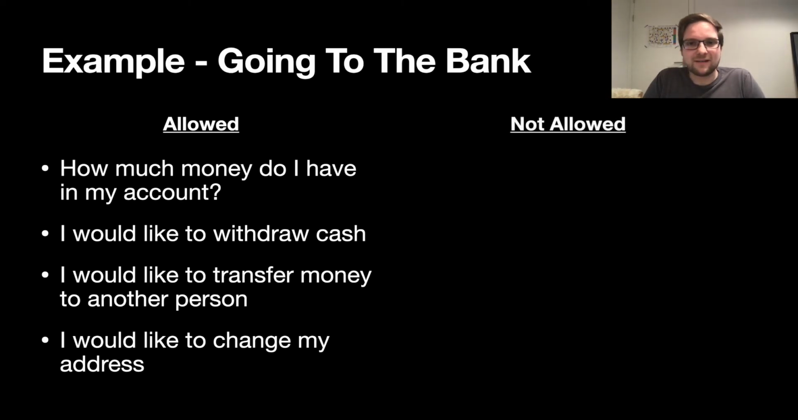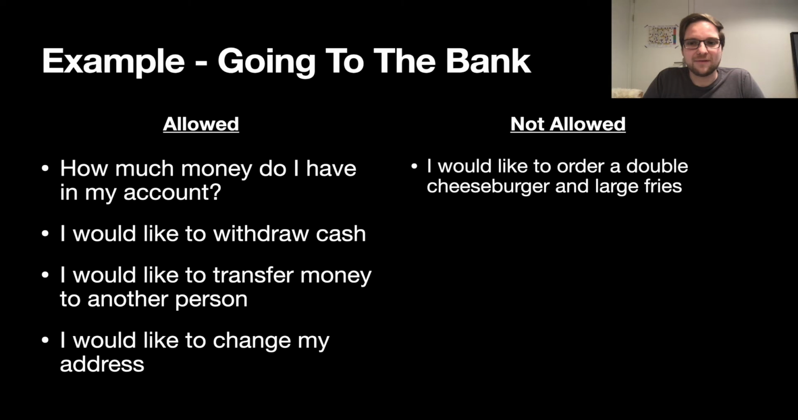And of course, there are some actions that just don't make any sense to ask in a bank. They are wrong. For example, if you go to a bank and ask for a double cheeseburger and large fries, the bank teller will probably just look at you and say, you're in the wrong place. You cannot order food here. So this is an invalid action.